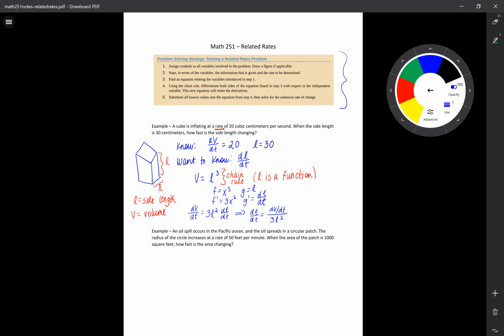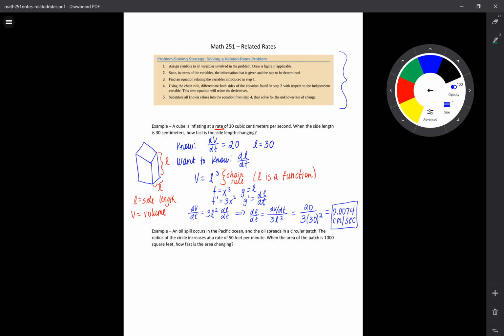From here, I can plug in all of the information I know. I know that dV/dt is 20 and L is 30. And when I plug this into my calculator, I get 0.0074. What is our unit here? Well, our length is changing at a rate of centimeters, and our time period is seconds here. So this is how fast the side length is changing when the side length is 30 centimeters.